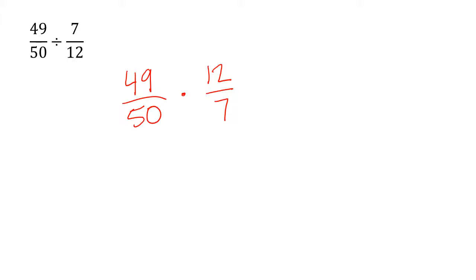Let's see if we can simplify anything before we try to multiply. 49 and 7, both are divisible by 7, so that's going to be a 1, that's going to be a 7, and 50 and 12 are both divisible by 2. So 50 divided by 2 is 25, 12 divided by 2 is 6, and now we can multiply straight across. 7 times 6 is 42, 25 times 1 is 25, and that's our answer.